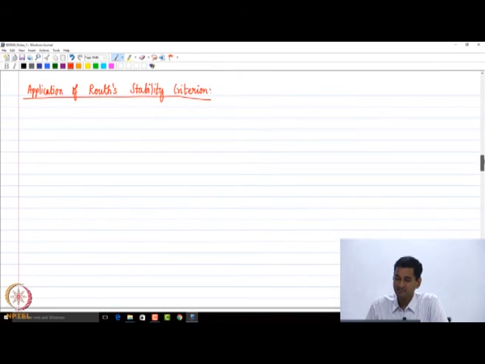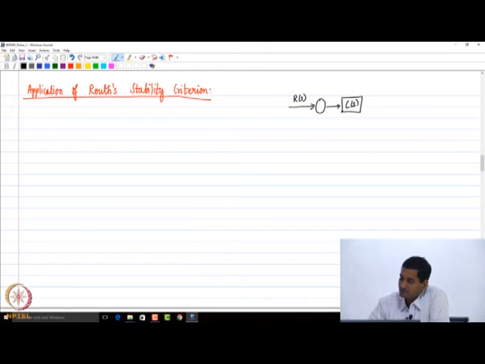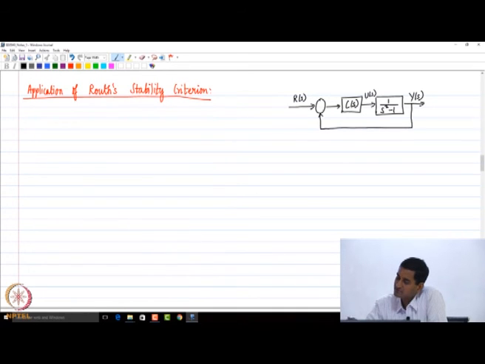Maybe I'll just get started with one more example, and then we'll see how to go forward. So let's say I want you to design a negative feedback control system for a plant which has a transfer function like this, 1 by s squared minus 1. Let us say we consider unity negative feedback.